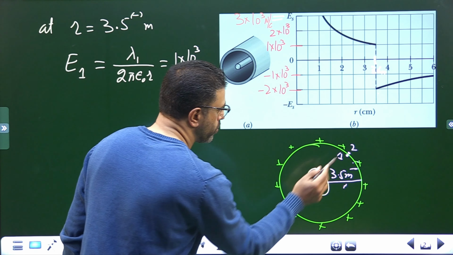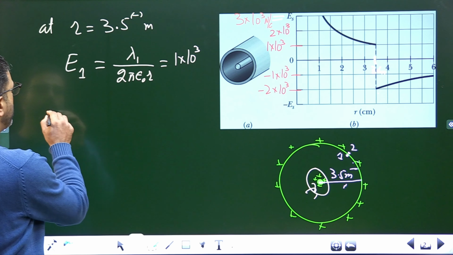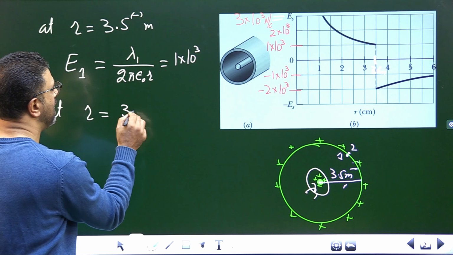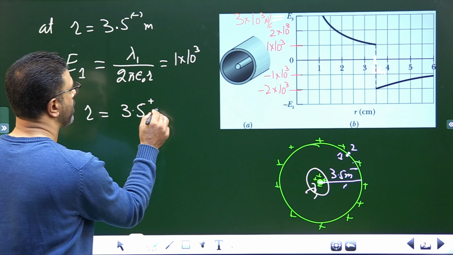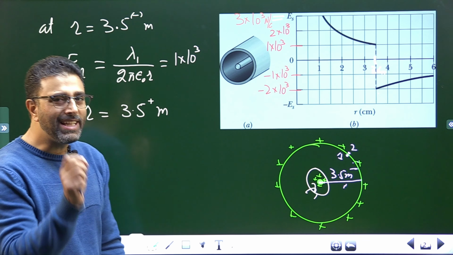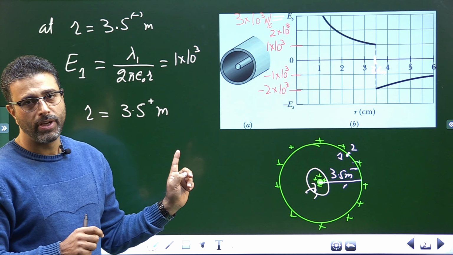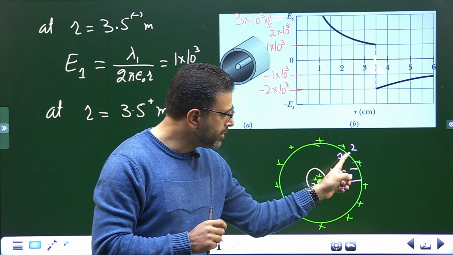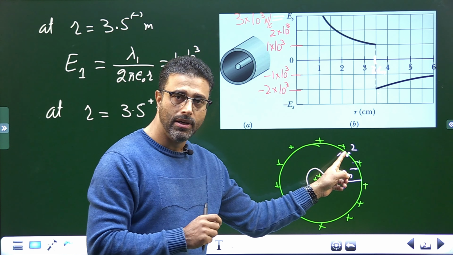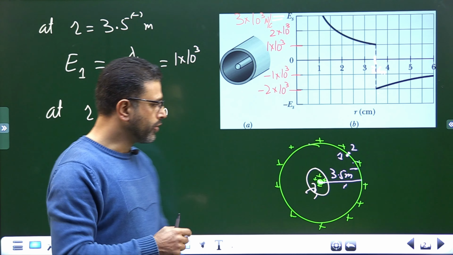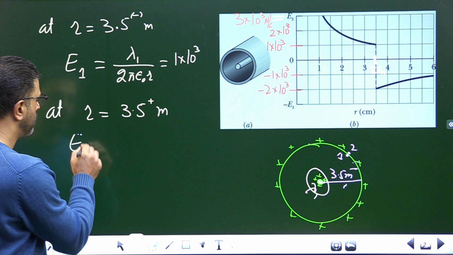Let's consider point 2 now. Point 2 is at a distance of a little greater than 3.5 meters. Only that teeny little greater than 3.5 meters. Teeny little greater than 3.5 means you are just outside the surface. And our field will be because of this one as well as because of this one. So I'll call that E2.